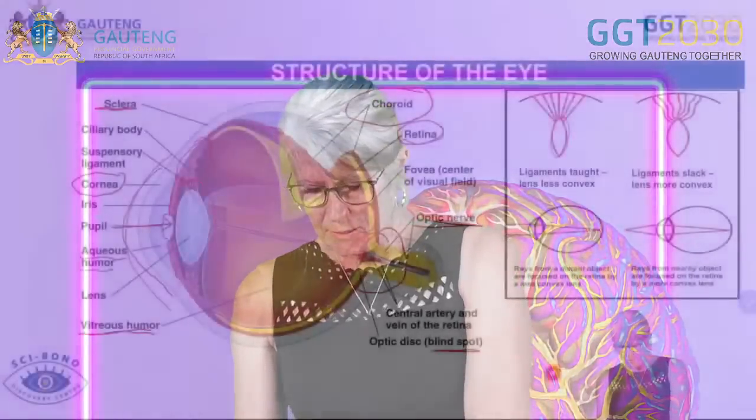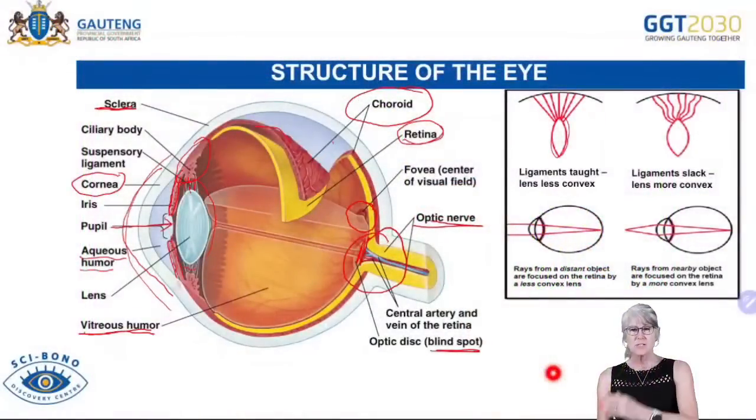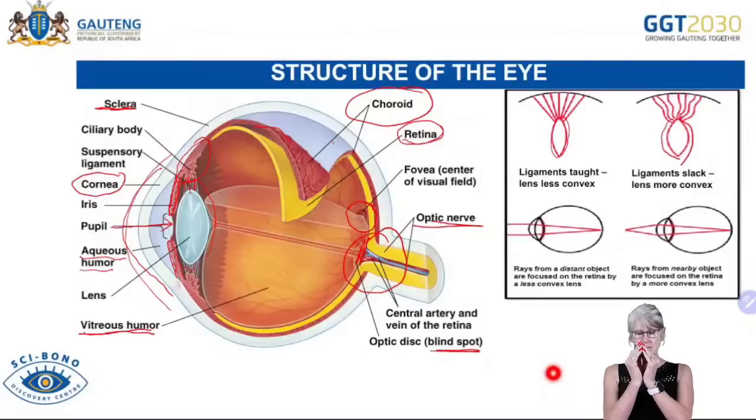Okay, so when we want to see close up, we need our lens to be more convex, so it must be quite fat and round like that. So it's more convex, which then increases the refractive power, which means that I'm going to be able to see close up. When my lens is less convex, the refractive power decreases, and I'm then going to be able to see further away.